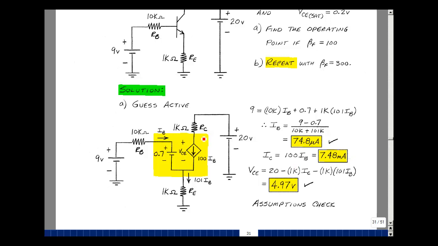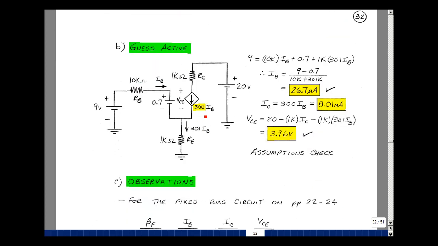Let's solve for the collector emitter voltage. One way we could do that is to think about the fact that this node voltage is 20 volts. And that's equal to the drop here, plus the drop across the collector emitter, plus the drop across the emitter resistor. If I take 20 volts and subtract this drop and subtract this drop, I'll get the collector emitter voltage. 20 volts minus 1K times I sub C, and then minus 1K times 101 I sub B. Plugging in I sub B and I sub C, I get 4.97 volts. I sub B is greater than or equal to 0, and V sub CE is greater than V sub CE sat of 0.2. So we are in the active region.